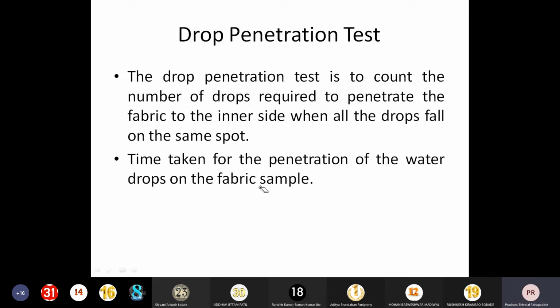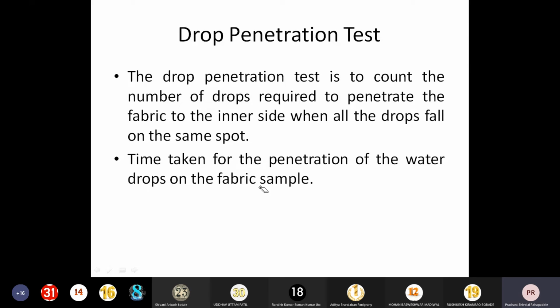Okay. So we are seeing drop penetration test. What we are doing here, we are measuring the drop. Which drop? Drop of water. We are counting the number of drops which are required to penetrate the fabric. Penetrate कैसे पता चलेगा? When the fabric will wet from lower side or inner side. So that is called penetration of a drop in the fabric. And on same spot the drop will be made to fall, and time taken for penetration of the water drop we are measuring here. Two things we are measuring.